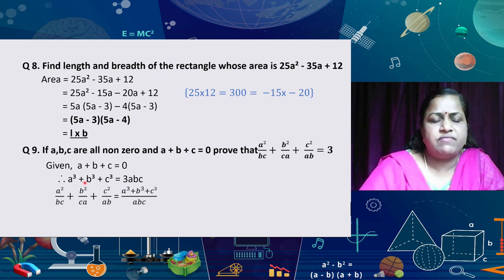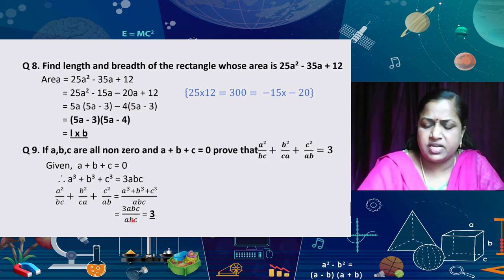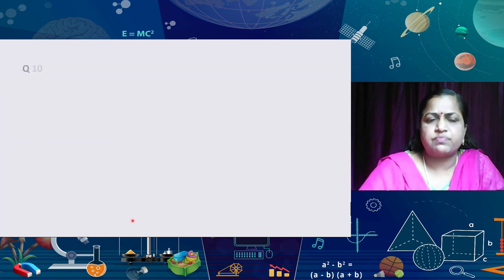So in this question, we can take the LCM of the denominators. So we got the LCM as abc. Here bc is given, so we have to multiply it by a. We got a cube. Here ca is given, so multiply by b. So b cube plus c cube. We have already written that a cube plus b cube plus c cube is 3abc, so 3abc upon abc equal to 3. abc and abc cancel, hence we can prove this type of questions.